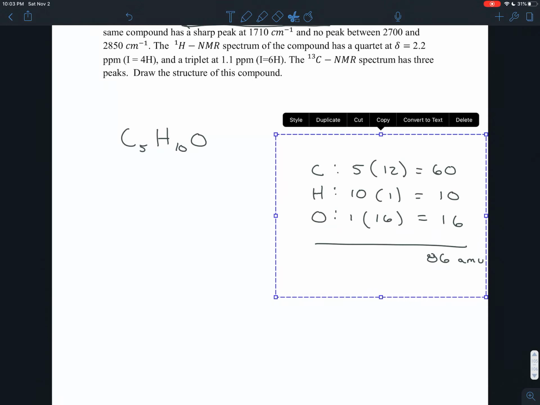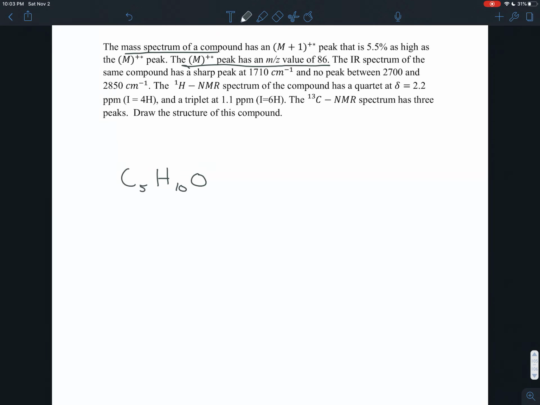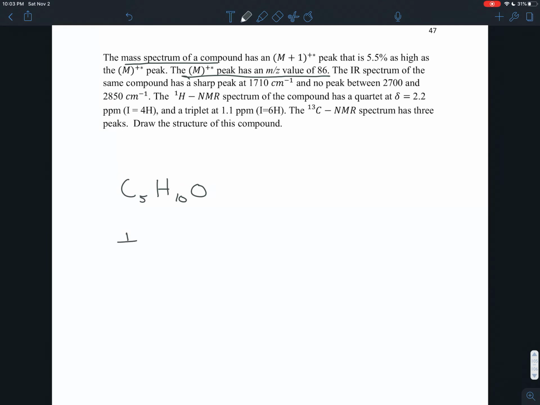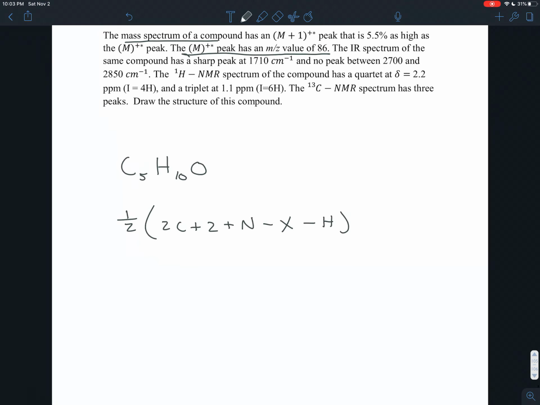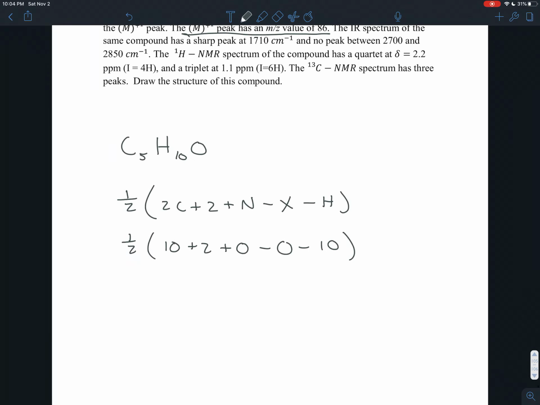Now, we can find out the degrees of unsaturation. It's going to be 1/2 times 2 times the number of carbons, plus 2, plus the number of nitrogens, minus the number of halogens, minus the number of hydrogens. So that's going to be 1/2 times 10, because the number of carbons is 5, plus 2, we don't have any nitrogens, we don't have any halogens, we have 10 hydrogens. So that's going to be 1, right? 1/2 of 12 minus 10 is 2, 1/2 of 2 is 1. That means that we have 1 pi bond or 1 ring.